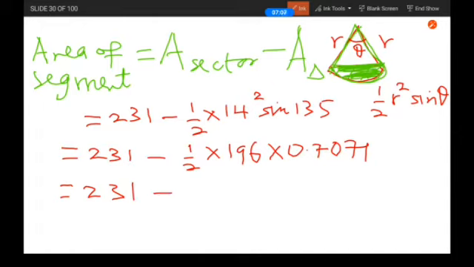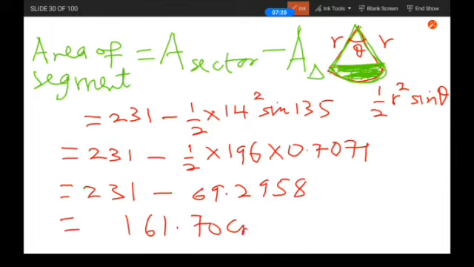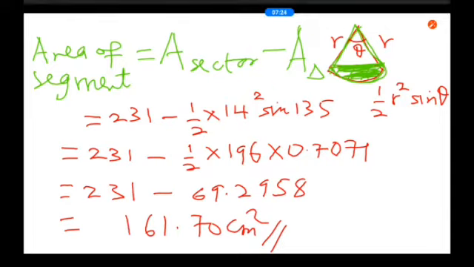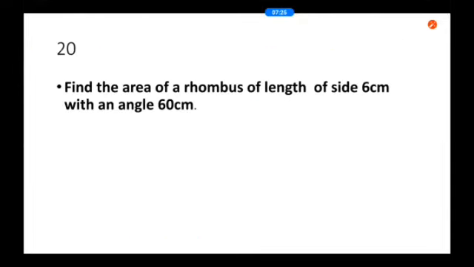If you do this very well, you'll be getting 69.2958. Good. So that becomes 161.70 centimeters squared. And that is the area of the segment. Good. Let's look at the next question.